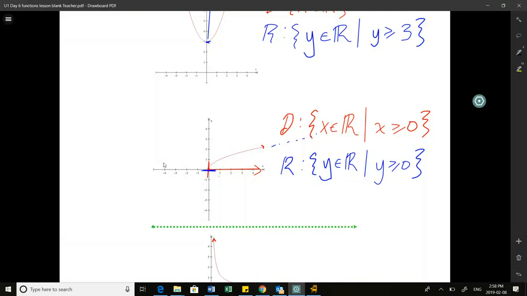Any questions on that one? Okay, so remember y, vertical, that's range, domain, horizontal, that's x.